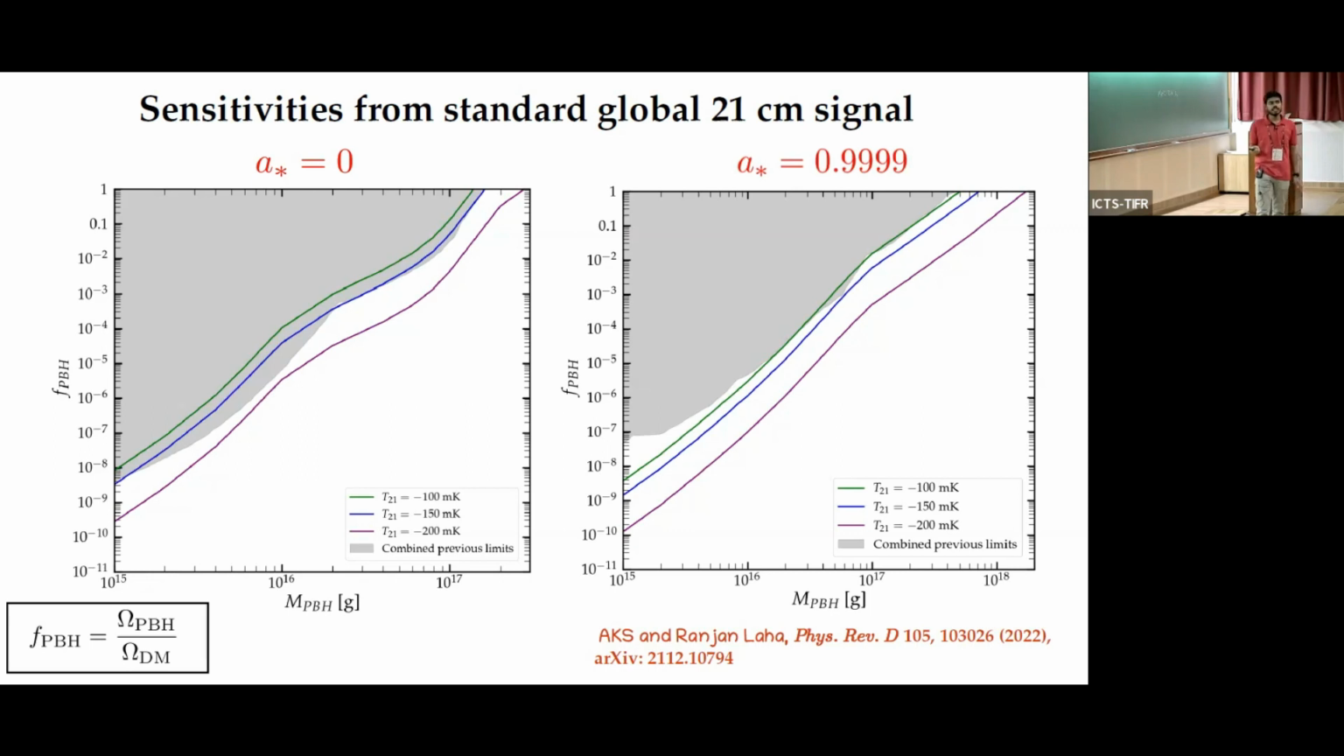So as you can clearly see, just by taking into account the standard expected global signal, I can put very stringent limits on the parameter space. And that is precisely the reason why this global 21-cm signal is such an important probe for new physics.